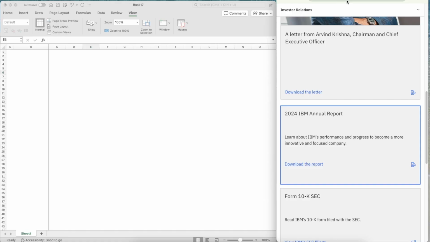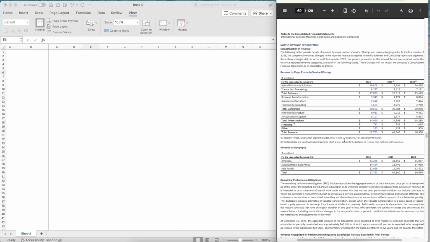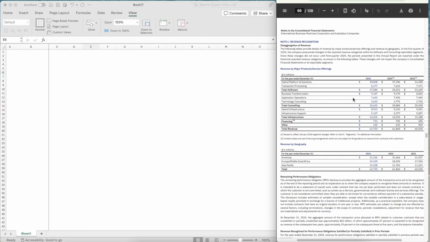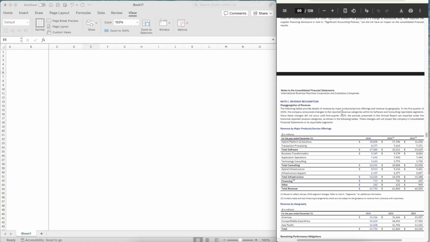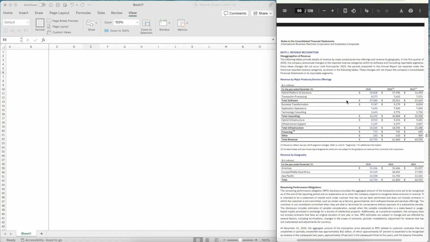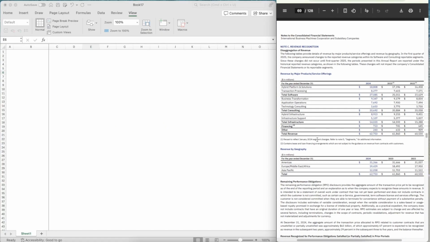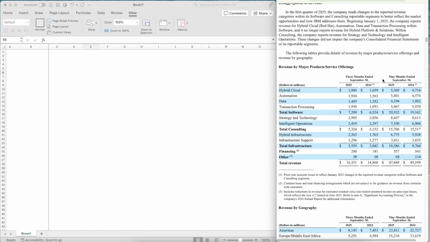So go on to IBM's Investor Relations, go for 2024 IBM Annual Report, and on it, open up and come to page 69. But the actual page on the PDF, it doesn't say. But just go to 69 and pull up this section here, disaggregation of revenue, and that's where we will start. And I also have the 10Q open here for the first 9 months.